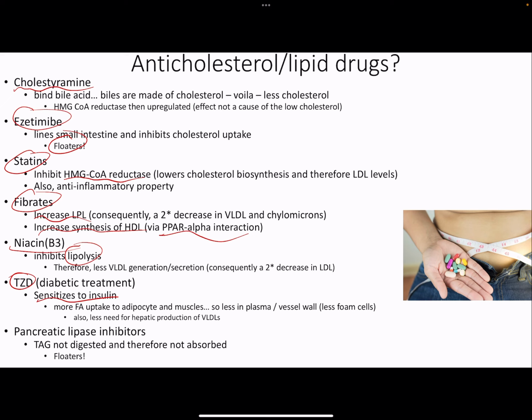And we just saw a second ago that a secondary hyperlipidemia is caused by diabetes and insulin issues. So this is kind of the opposite. This is a medication for diabetes. More fatty acid uptake to adipocytes and muscles, less in the blood.